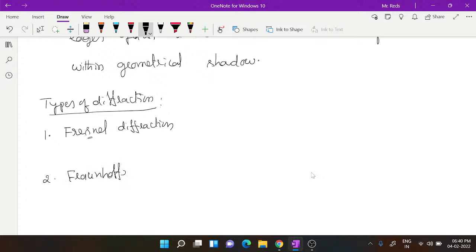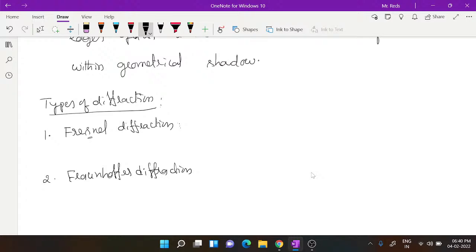Fraunhofer diffraction. Fresnel diffraction and Fraunhofer diffraction. What is diffraction? Bending of light when it is passing through an obstacle or an aperture and encroaches into the shadow region is called diffraction. What is Fresnel diffraction?